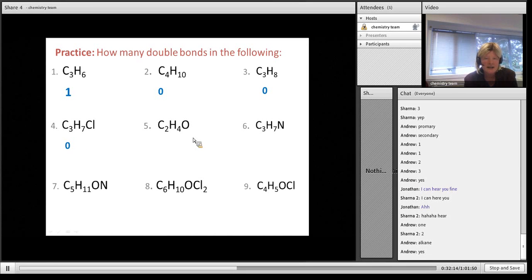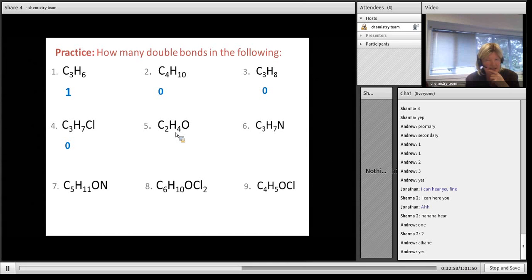Okay. Here we've got something where we've got an oxygen in the molecule, number 5. Now remember what I said about oxygen. Oxygen has no effect. You can just ignore the oxygen as though it wasn't there. So we're just focusing on the C2H4. So if I just focus on C2H4, are my hydrogens double the number of carbons, so 1 double bond? Is it double plus 2, so it's no double bonds, or is it double minus 2? So in other words, is it no double bonds, 1 double bond, or 2 double bonds? Anybody want to have a go?